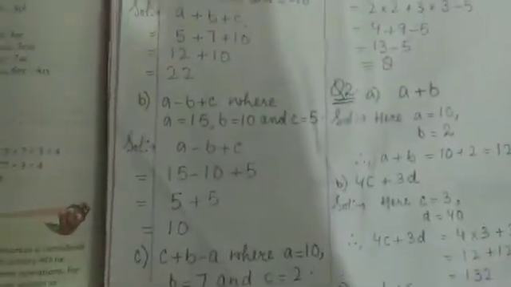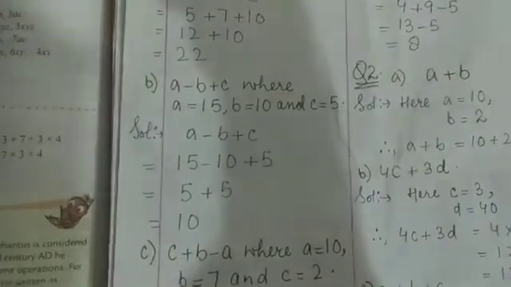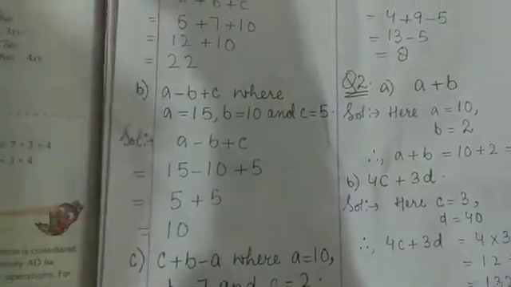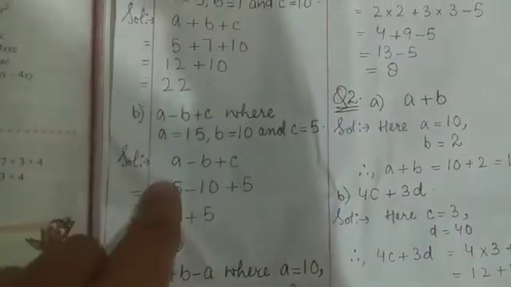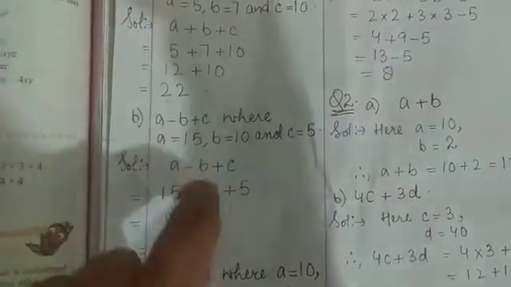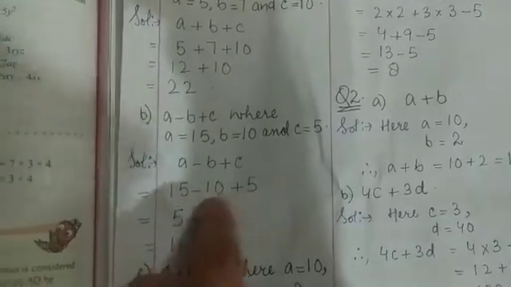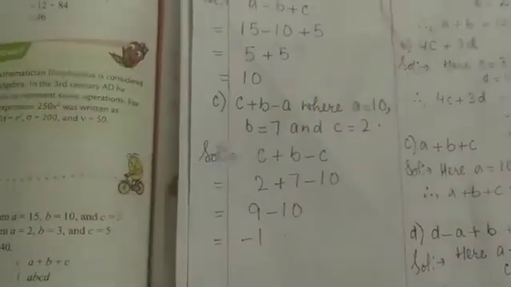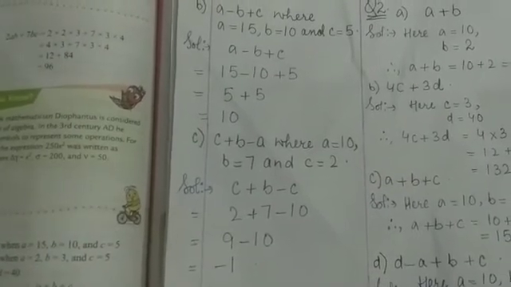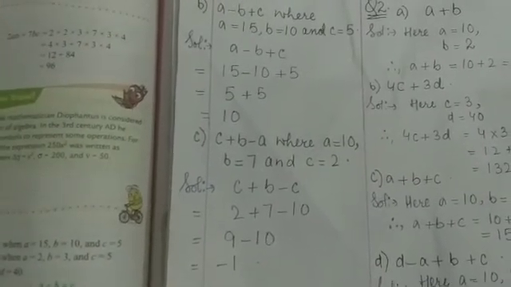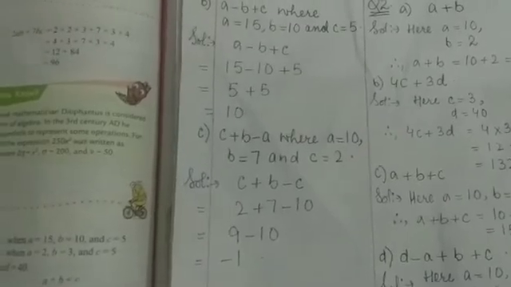It was quite simple. The second one is A minus B plus C, and the values are to be filled like this. So A will be 15, then minus 10 plus 5. So 15 minus 10 is 5 and 5 plus 5 is 10. Now the third part we have is C plus B minus A, where A is 10, B is 7, C is 2. Okay, so C is 2, that is 2 plus 7 minus 10. 2 plus 7 is 9, then 9 minus 10 will be minus 1.